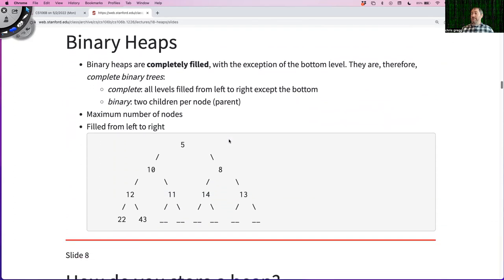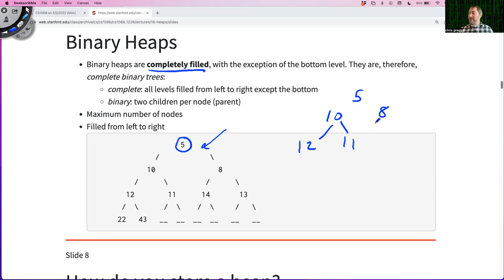All right. Binary heaps are what we call completely filled, in tree lingo. What that means is going from the root, you fill the root, and then you start filling from the left to the right for the next level down. So if I was taking the numbers in here, 5, then I would fill in 10, then I would fill in 8. Now I would go down and ask where's the next left child? It's the left child of 10. So I'd fill in the 12, then the 11, then the 14, then the 13.